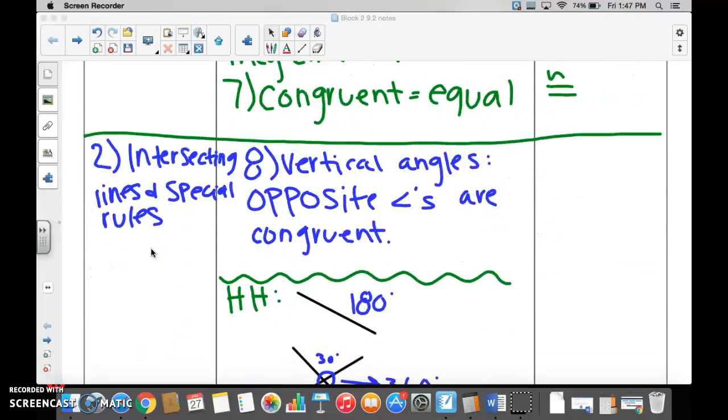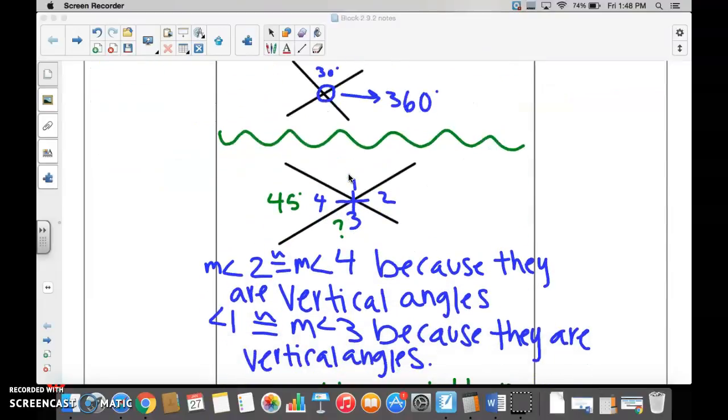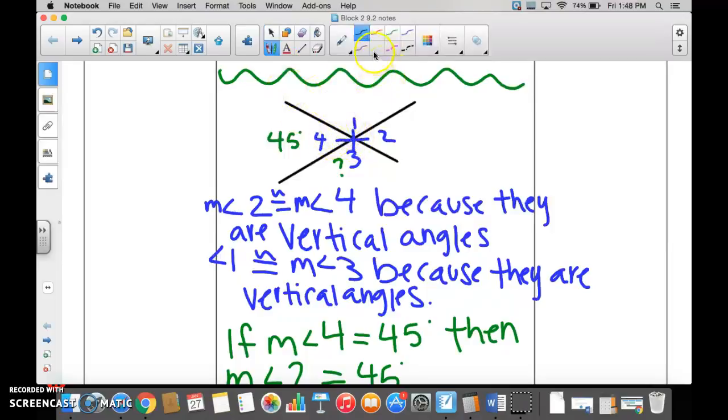Part 2, intersecting lines and special rules. Vertical angles is our special rule. So when you see vertical angles, you know that opposite angles are congruent. Congruent again means equal. So if we go down to our first example, we have angle 1, 2, 3, and 4, and we show that angle 2 is congruent to angle 4, and that angle 1 is congruent to angle 3.